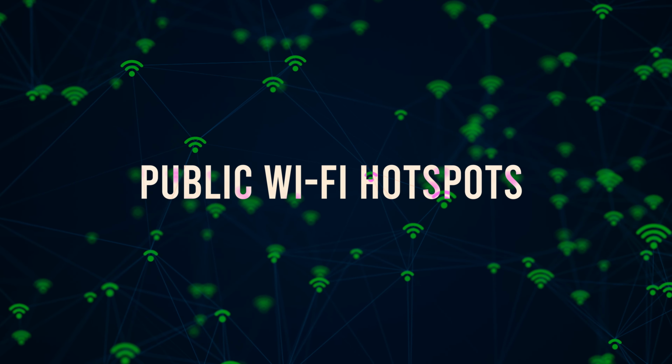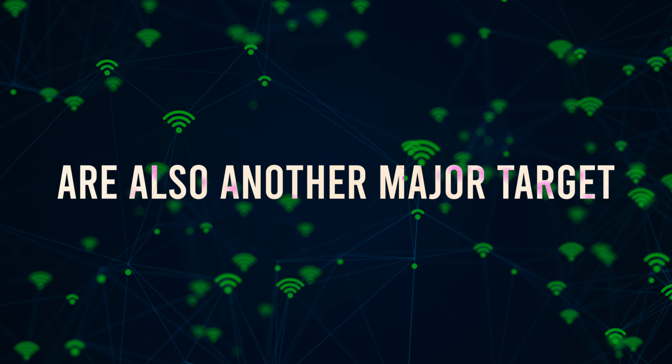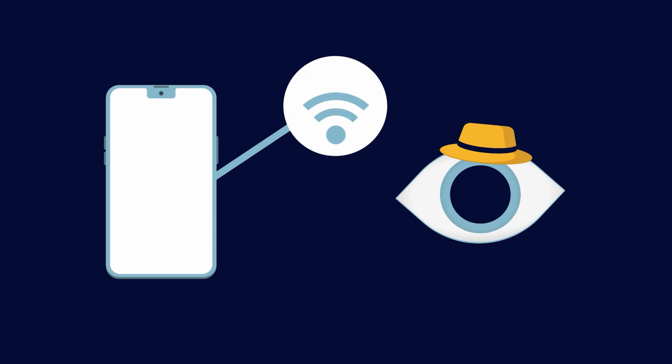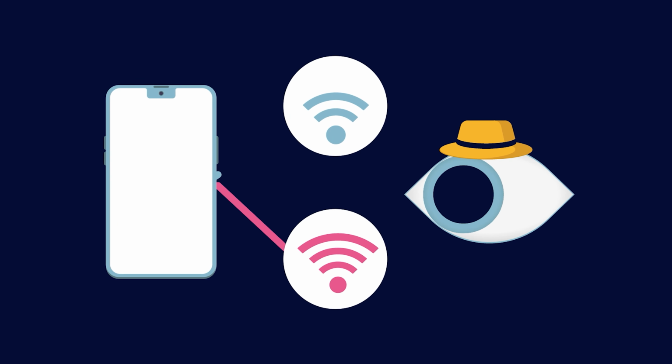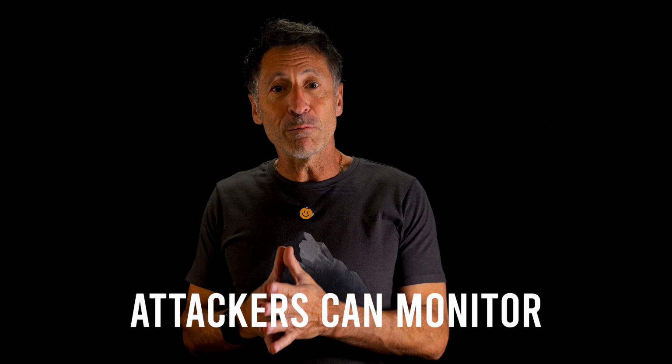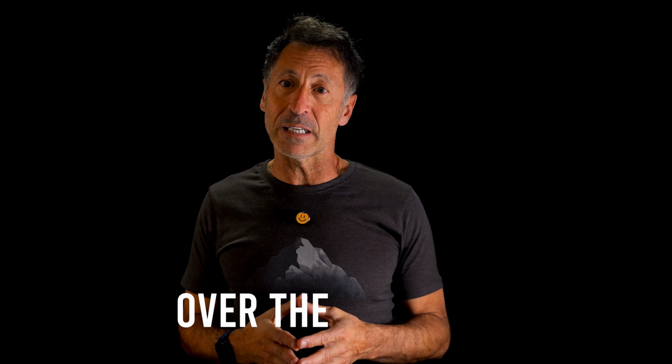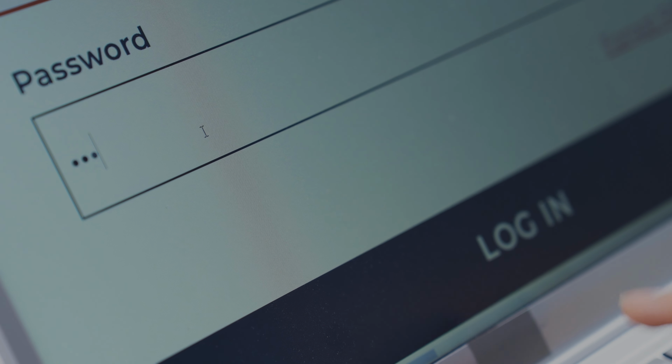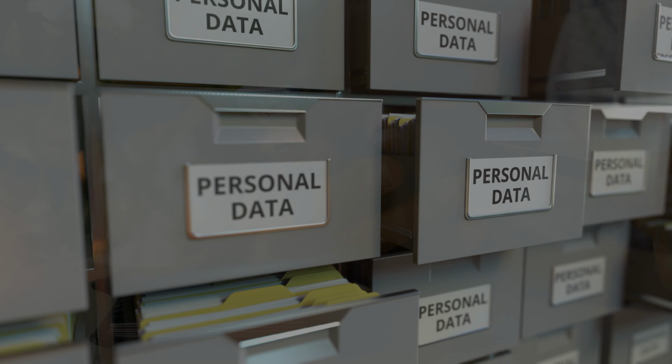Public Wi-Fi hotspots are also another major target for man-in-the-middle attacks. These networks often have minimal security measures compared to the networks that you have at home or the office, for example, making them an easy entry point for hackers. By compromising the router or setting up a fake Wi-Fi network that looks legitimate, often referred to as an evil twin, attackers can monitor all data transmitted over the network, potentially gathering login details, financial information, and other personal data.